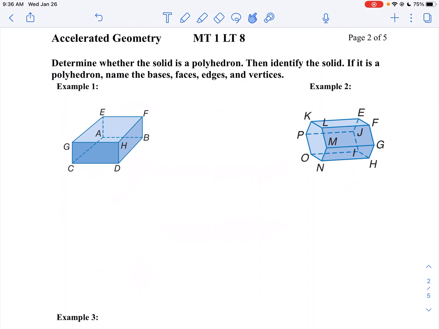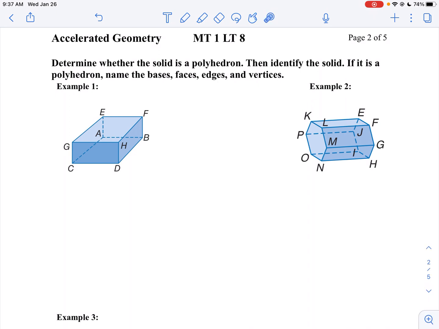It's just points in space that are always all the same distance from a center point. Now, I want to determine whether the following shapes are polyhedron. If they are, I want you to identify the solid. Then I want you to name the bases, the faces, the edges, and the vertices. We'll start here with the first one, example 1.